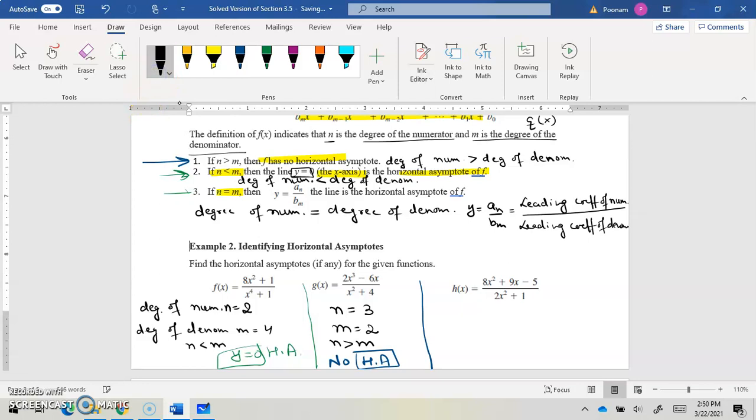What about the last one? What is the degree of the numerator here? 2. What is the degree of the denominator? Also 2. n is equal to m. That means the horizontal asymptote can be written as y, because of this last rule, y is equal to a_n by b_m. a_n is the leading coefficient of the numerator. b_m is the leading coefficient of the denominator. So this is equal to 8 by 2. So y is equal to 4 is your horizontal asymptote.